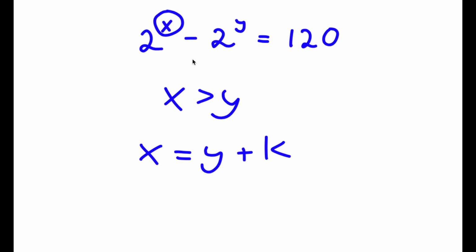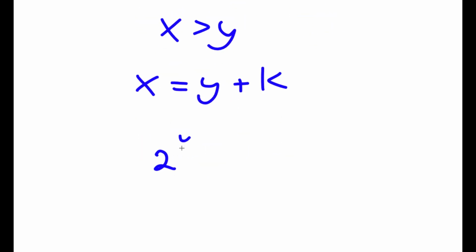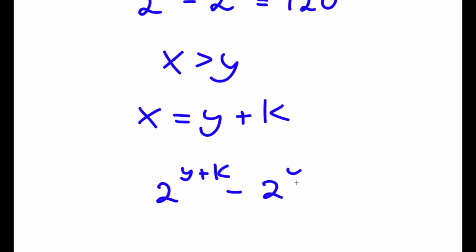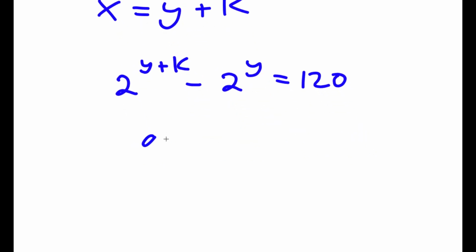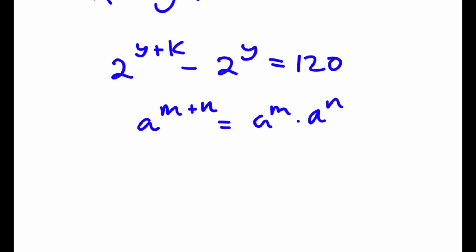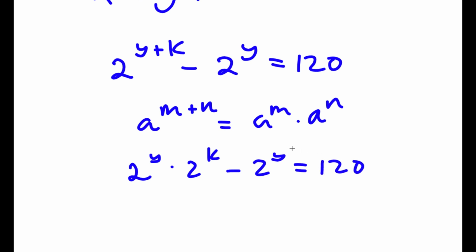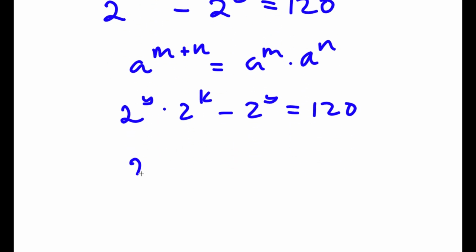So now I'm going to replace x with y plus k. So now I have 2^(y+k) minus 2^y is equal to 120. Now if I have something in the form a^(m+n), this is equal to a^m times a^n. So 2^(y+k) is going to equal 2^y times 2^k, minus 2^y is equal to 120. Now if I factor out 2^y, I get 2^y times (2^k minus 1) is equal to 120.